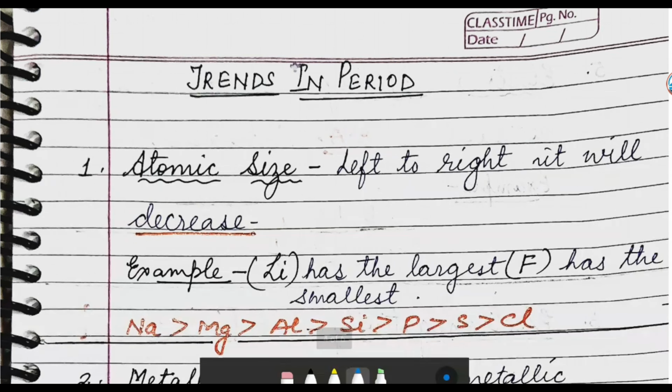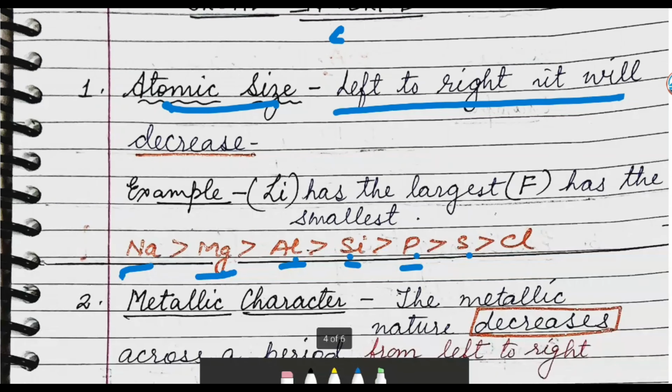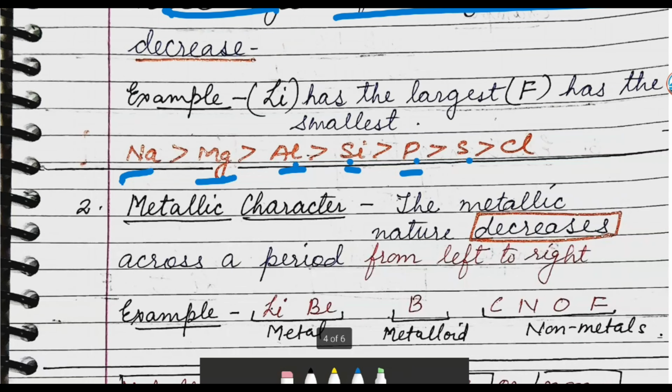What happens in the atomic size? As we move from left to right, like here you see sodium, magnesium, aluminium, silicon, 11, 12, 13, 14, 15, 16, 17, they are decreasing, so the atomic size will decrease. The next is metallic character. What we studied in the groups, the metallic character will increase because they are losing electrons. Here the metallic character will decrease. I have already underlined this.